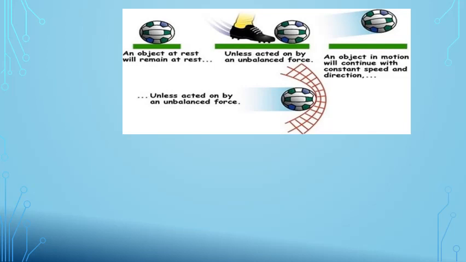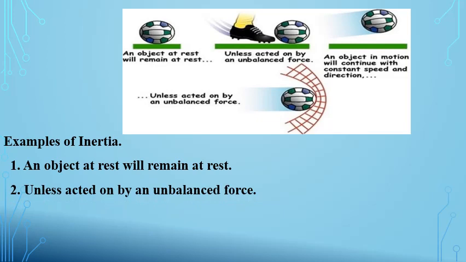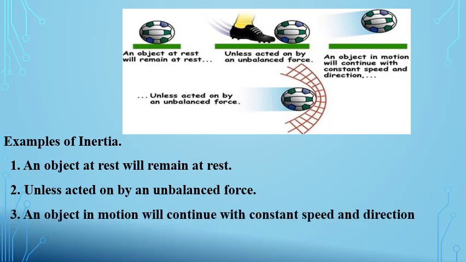Third, the moving object. The object is moving at some constant speed and direction. To change a moving object, we have to give some external force. That is the fourth one: the net acts as the unbalanced force. This is the best example to understand the concept of inertia. For an object at rest, we have to give an unbalanced force. For a moving object, we also have to give an unbalanced force. Hope you understood the concept of inertia.